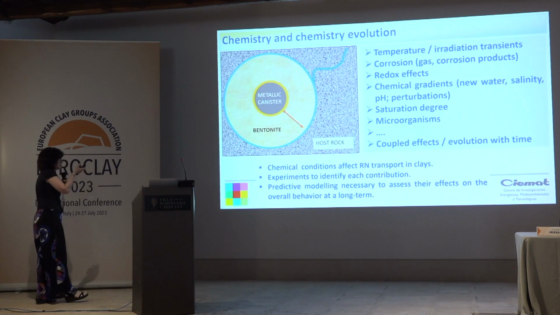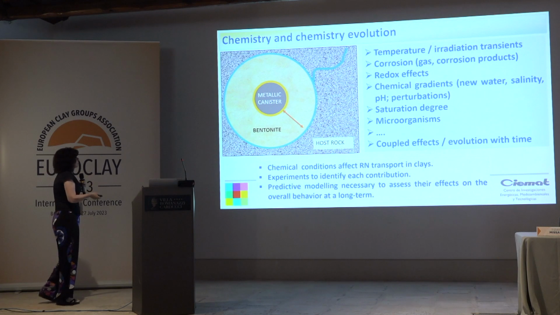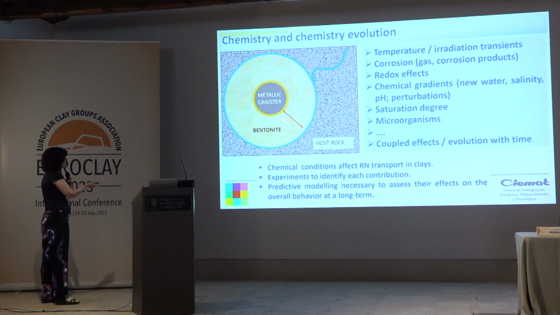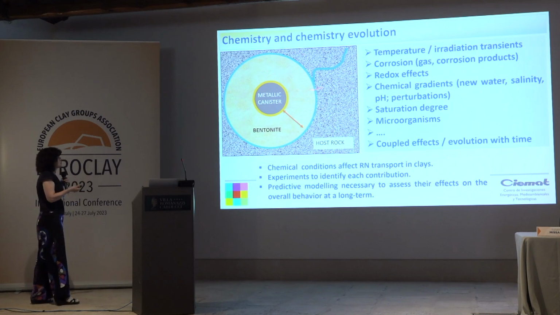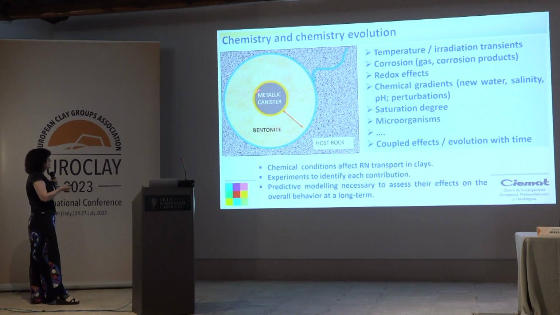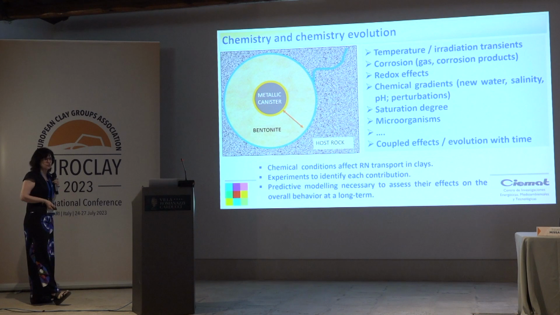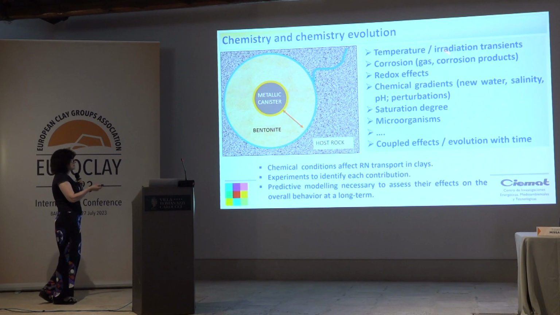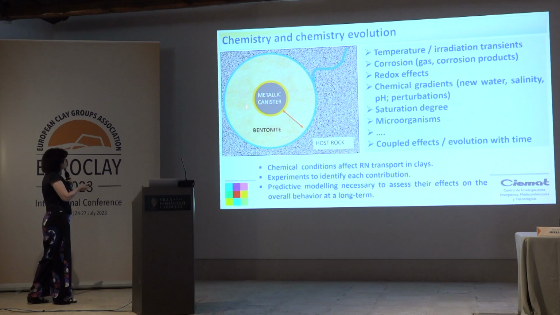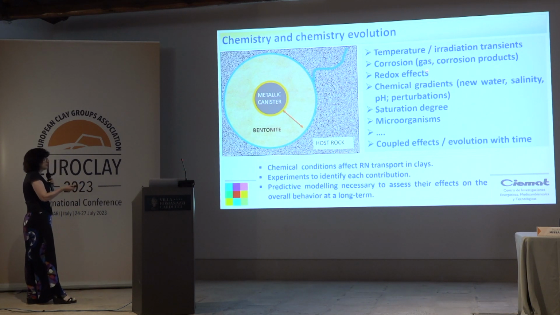This is just a sketch of the possibilities that we have, for example, within the bentonite, to underline the actual importance of chemistry and chemistry evolution. Near the metal canister, we can have temperature and irradiation gradients, we can have corrosion, we can have the formation of gas and corrosion products. So here we can also have redox effects.